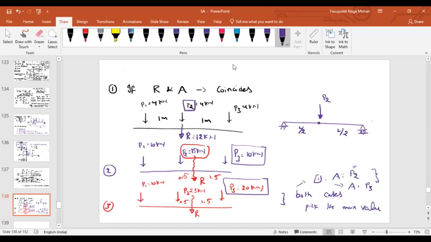Clear? So these three are the possible cases that we might encounter while finding the maximum bending moment. As of now, any doubts?